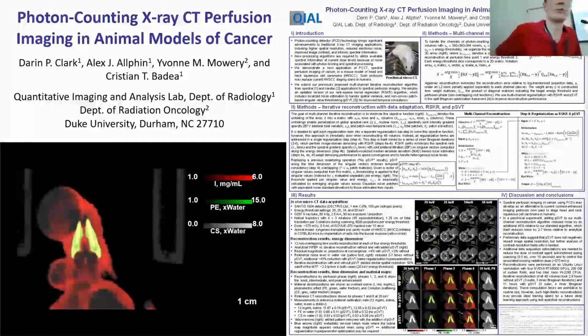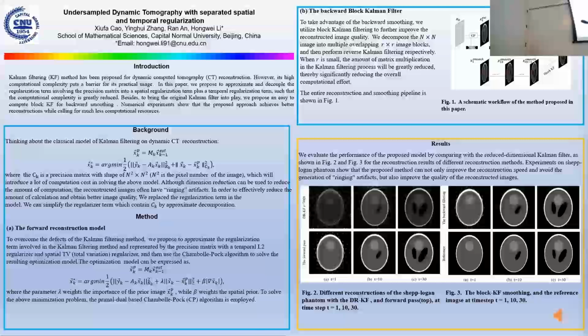Thank you. In order to overcome the shortcomings of the Kalman filter method, this paper proposed to approximate the regularization term involving the precision matrix with a spatial regularization term plus a temporal regularization term, such that the space and time complexity are greatly reduced. Besides, to get the original Kalman filter into play, we propose a blocked Kalman filter for backward-forward smoothing.